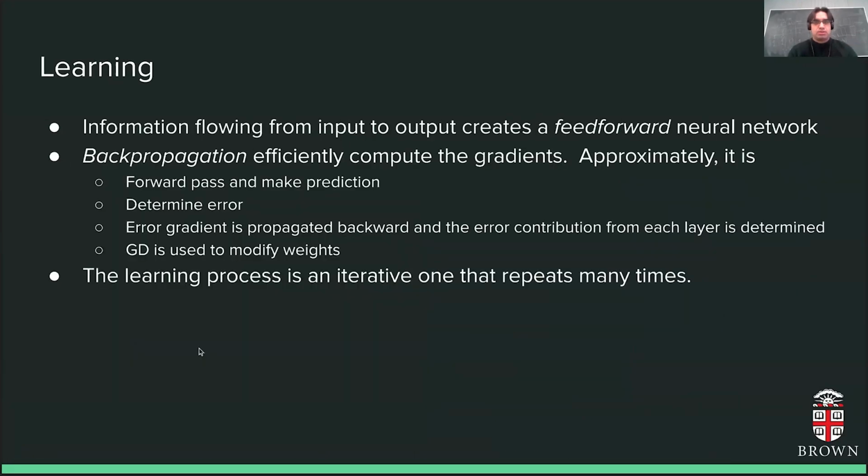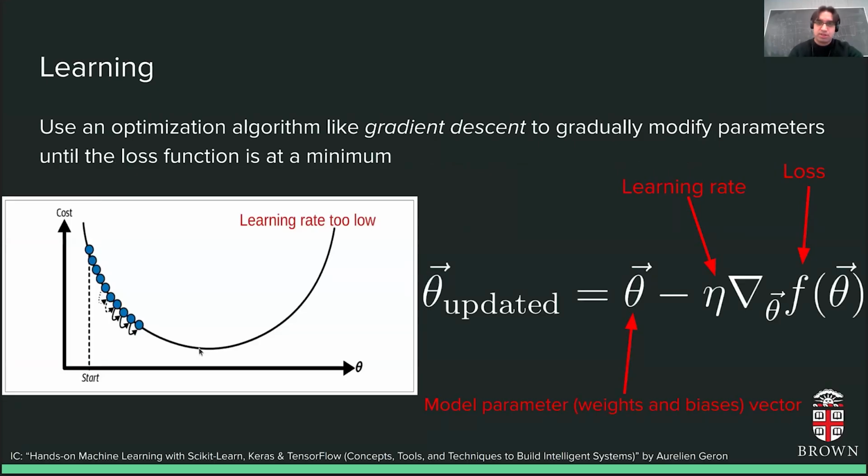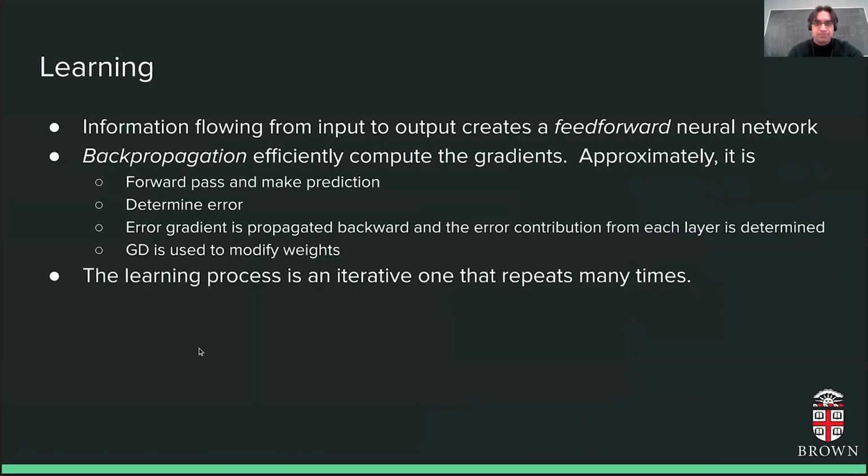To tie off the learning part, the information flows from the input to the output and creates what's called a feed-forward neural network. So you have your neural network, you have your loss function, you've set up your algorithm to do gradient descent, and don't worry, you don't have to hand code any of this. This is all done for you. But if you do, it's a great way to teach yourself what's under the hood. Anyways, information flowing from the input to the output creates a feed-forward neural network. Backpropagation efficiently computes the gradient.